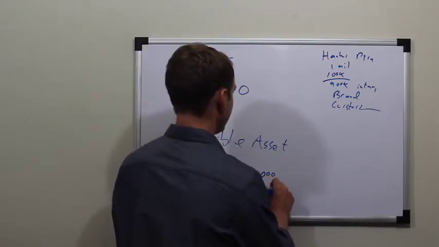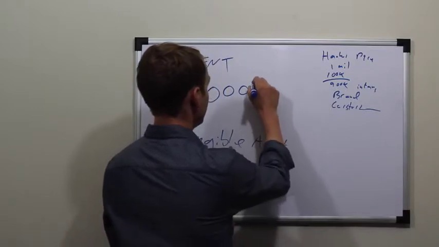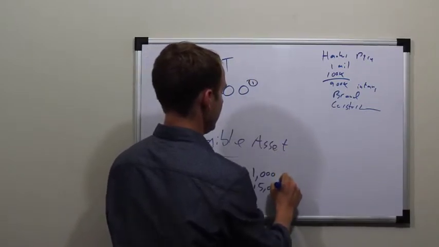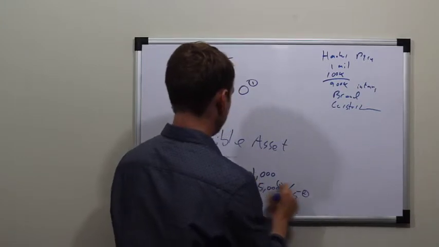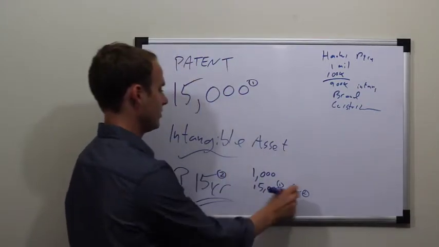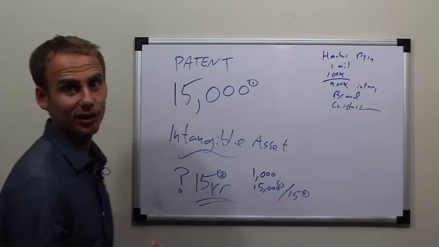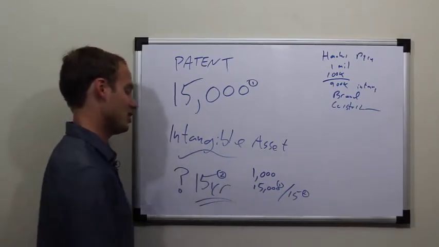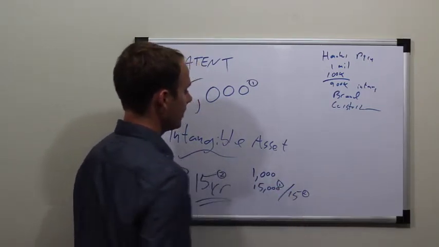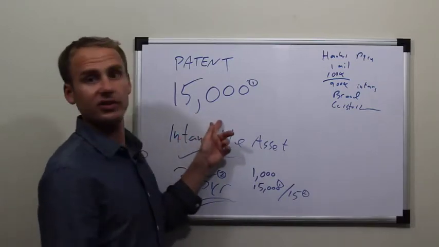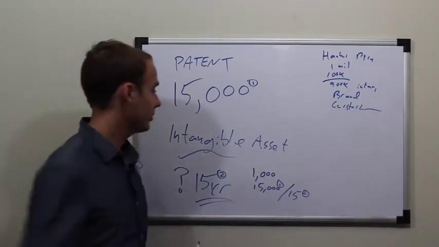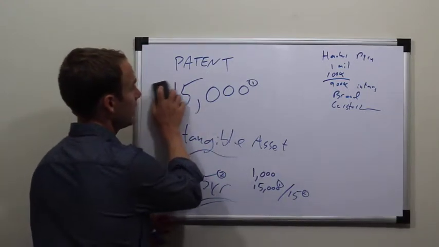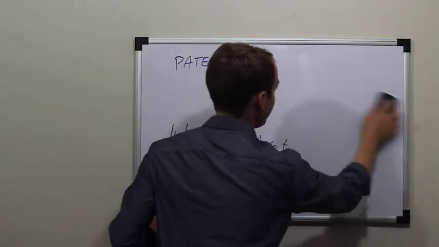The $15,000 here divided by the 15. These little 2's and 1's are just to try and connect the dots. Little CPA minship there. So we have this $15,000 intangible. We bought a patent, and every year it is going to be written off $1,000.